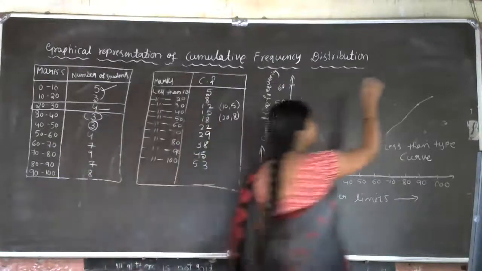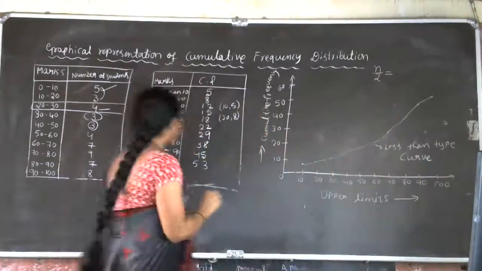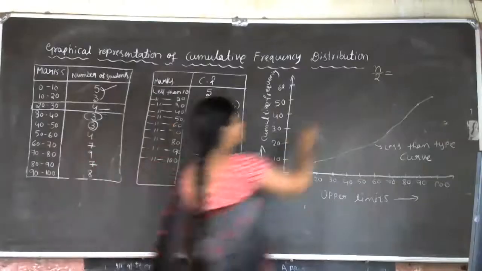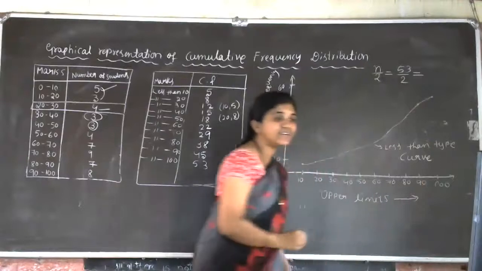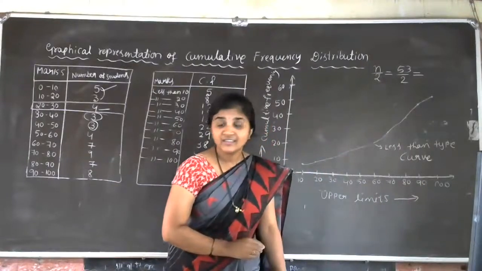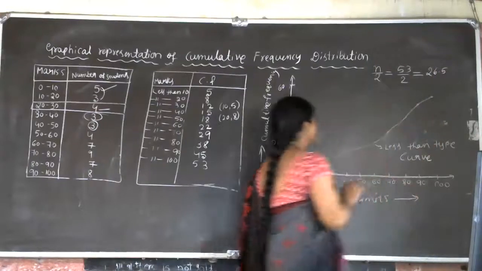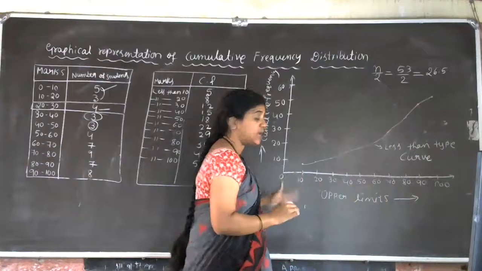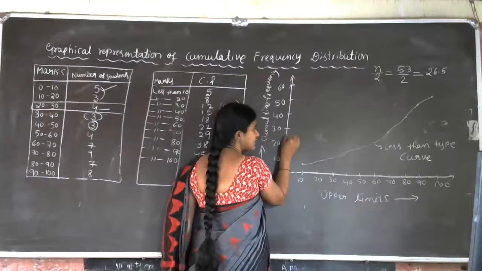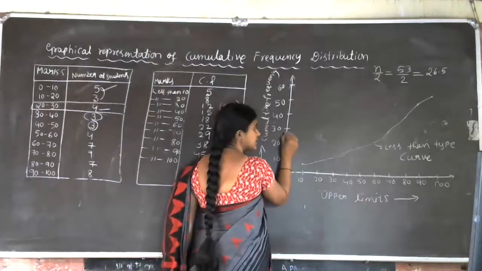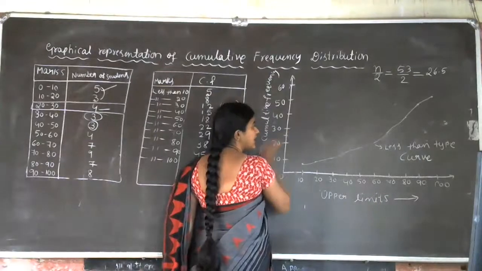So first step is we have to do n by 2. N by 2 you all know, no? N is total number of frequency, that is 53. So 53 divided by 2. What is the answer for 53 divided by 2? Yes, 26.5. Now you have to search that 26.5 in cumulative frequency. So where is the 26.5, students? So 20 is here. Exactly 25 is in the middle. The next line is 26. And between 26 and 27 you will get 26.5.